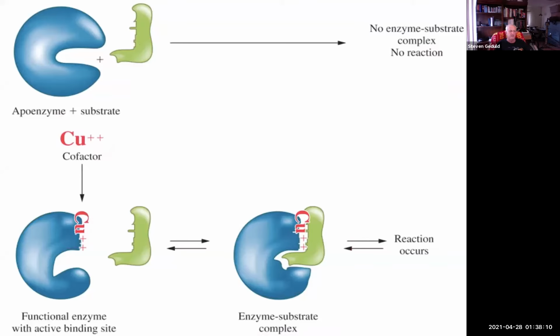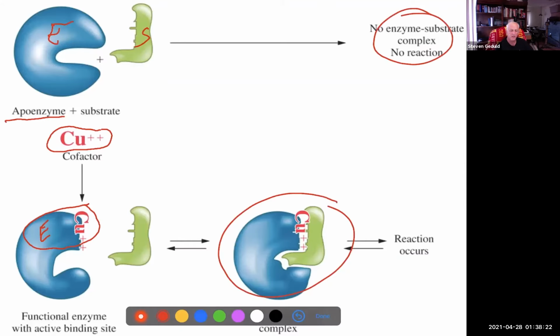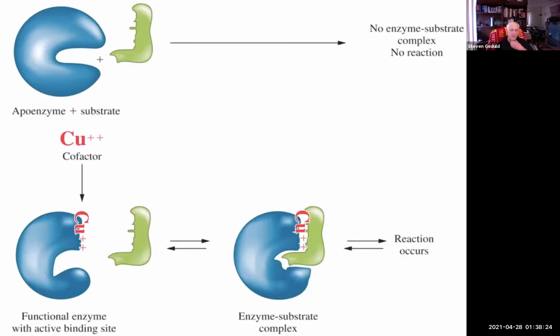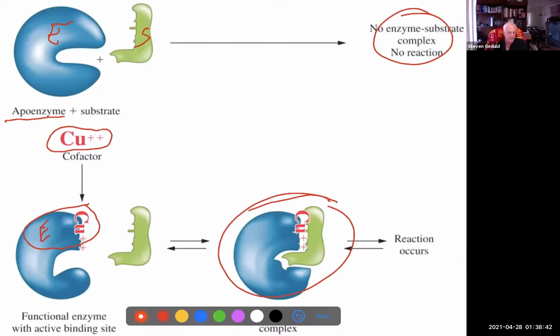So you have an apoenzyme, which is just made from your amino acid chain, tertiary structure. The substrate doesn't fit. No enzyme substrate complex, no reaction. Copper is introduced as a cofactor, and the cofactor binds to the enzyme. Now it is not an apoenzyme anymore. It's a holoenzyme, an enzyme that is functional. The active site is active, the substrate can bind to it, and it can form the enzyme substrate complex.